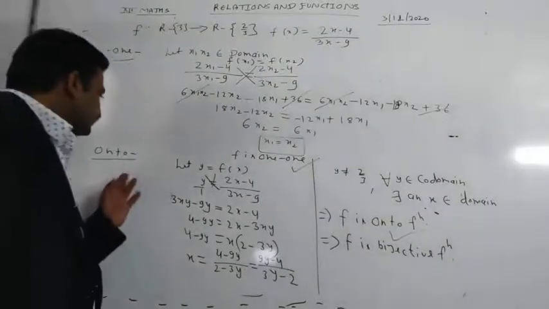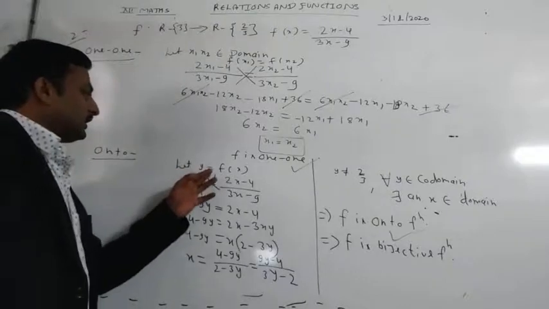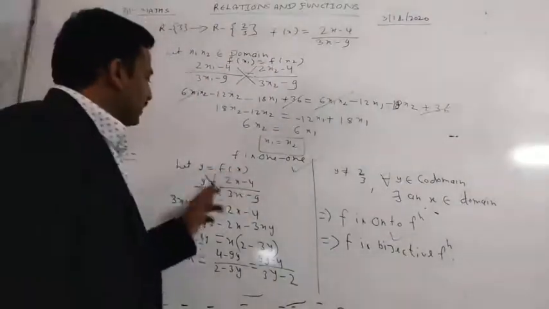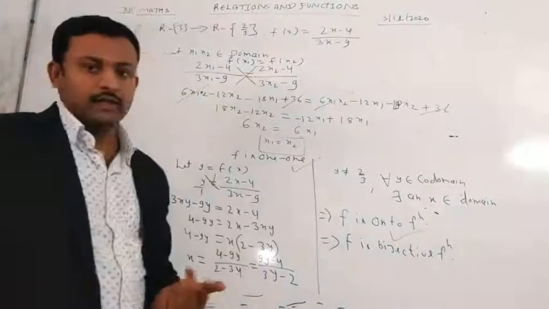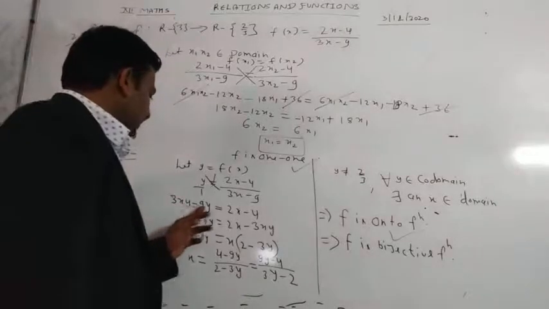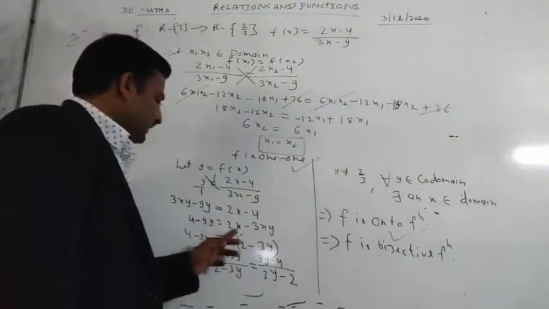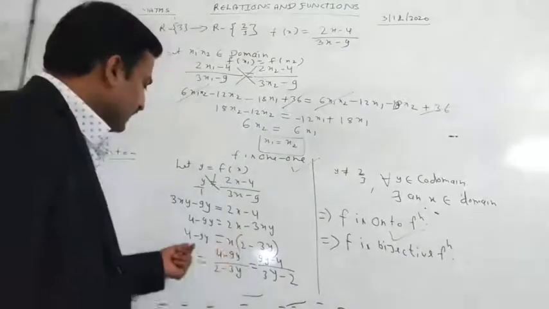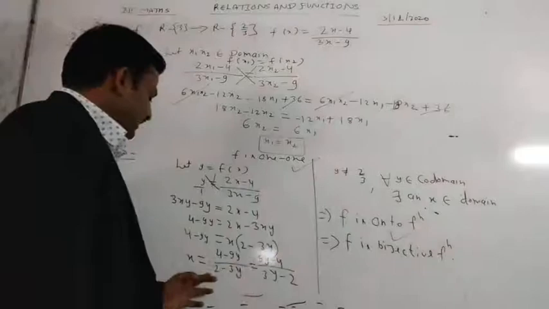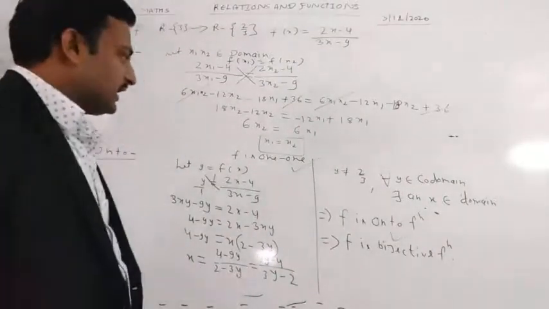Now for going onto, we take y is equal to f(x), and f(x) is this. Now we cross multiply. We find the value of x in terms of y. So 3xy minus 9y is equal to 2x minus 4. So 4 minus 9y is 2x minus 3xy, and taking x common, 2 minus 3y. So x is (4 minus 9y) by (2 minus 3y). So our x is this.